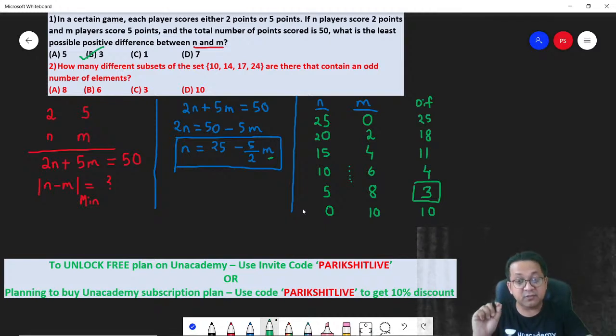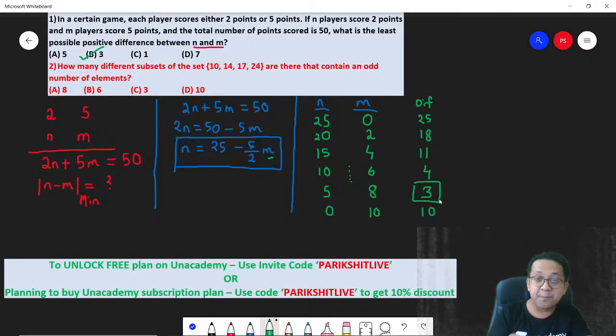8 minus 5, 3. Why am I not saying minus 3? Because they are saying give me the positive difference. So if M is 8, the second term will become 20. 25 minus 20 is 5. So the difference is 3. Got it? So I think it was a pretty easy one, just a matter of putting a few numbers and getting the answer. Fine. So the first one is option B.